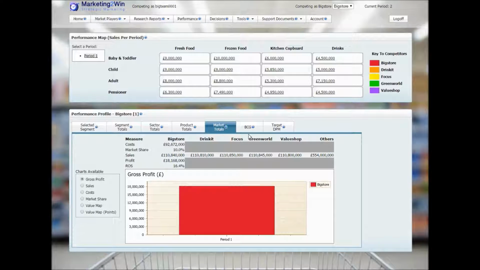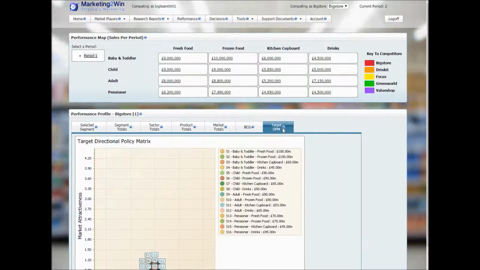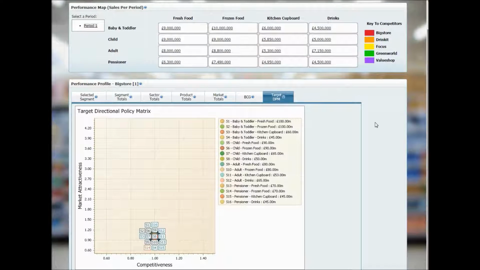Then there are 2 other tabs here. There's a BCG matrix on the BCG tab. I won't show you that because it provides commercially sensitive information for Big Store, but that gives you a good portfolio view of your segments. And there's another tab here which is called the DPM, which stands for Directional Policy Matrix. That's another very, very useful strategic portfolio tool to help you think about which are your best segments to target. And that is really the whole performance area.